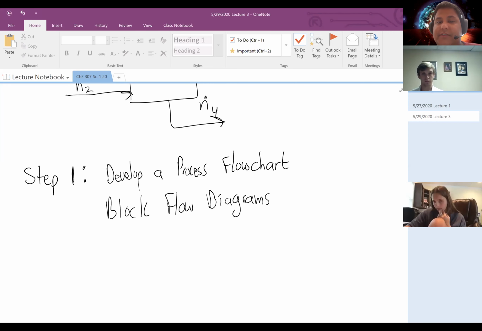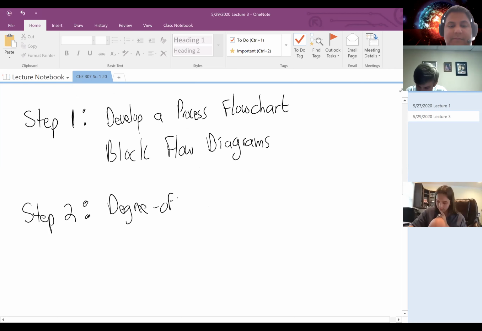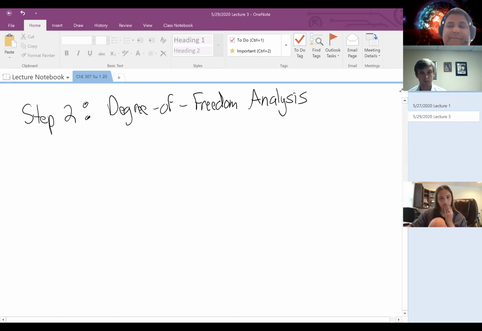Also, it's important when looking at process flow sheets and flow charts to ask yourself, is the problem solvable? And the way you do that is by looking at a degree of freedom analysis. A degree of freedom analysis is a good way of figuring out what are the number of unknowns, what are the givens, what are the equations or the relationships between my unknowns, so that I can ask and answer the question: is this problem solvable, or do I need more information and more relationships to make it solvable? So let's talk a little bit about flowcharts real quick first.